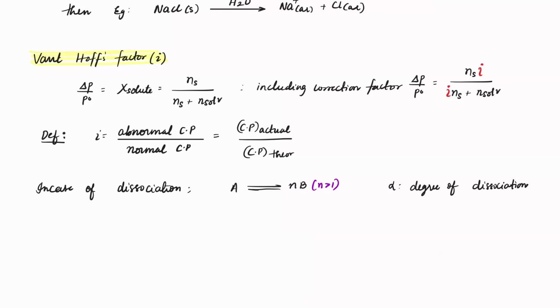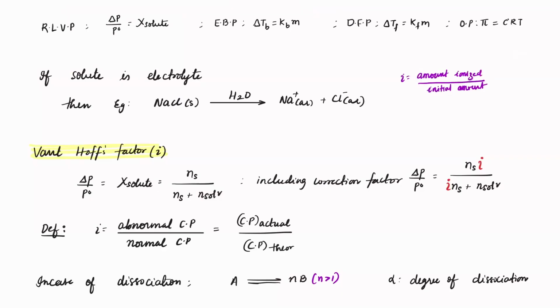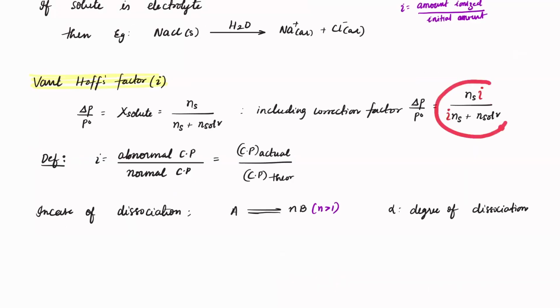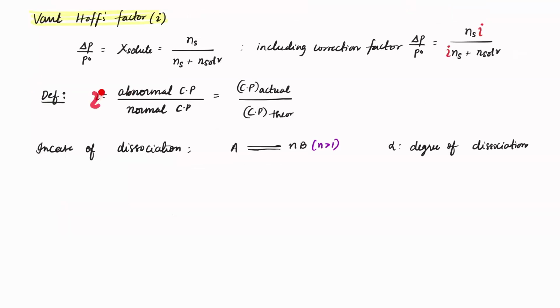Check. Delta P by P naught is equal to the mole fraction of solute, correct? And we write this as number of moles of solute by solute plus solvent. Now notice the number of moles of solute here, you just have to multiply that with the term I. I is the Van 't Hoff factor here. Got it? Clear? Now that will correct it and make sure the theoretical value and the practical value match. Okay. So how do we define this Van 't Hoff factor?